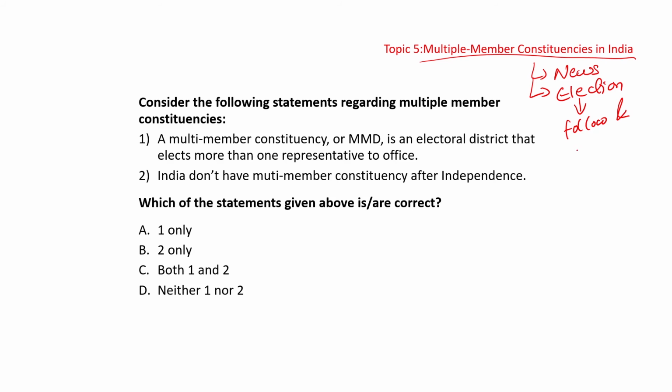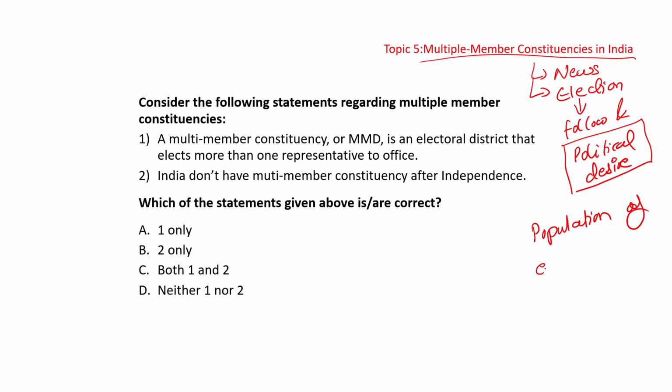and also something that political scientists desire. Whether it is followed or not, that is a different thing, but it is something that is desired. So with time, the political scientists have considered that the population of electors has increased in every constituency, right? And also what has increased? Political dynamism.